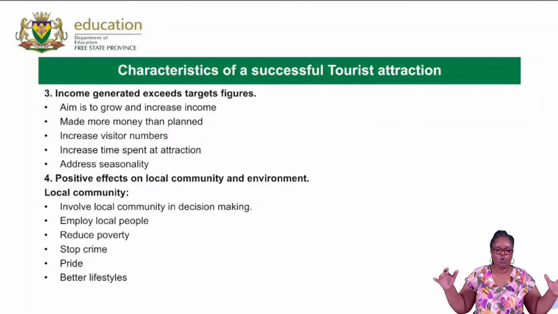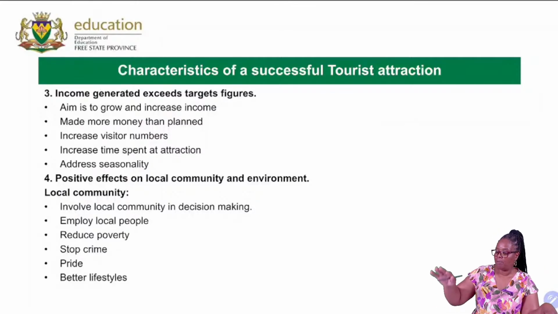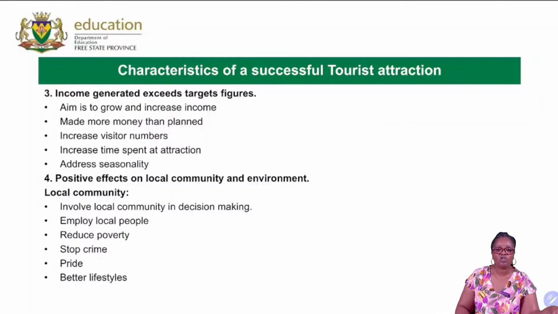They must reduce poverty where it is located. An attraction must be able to reduce poverty. How can an attraction reduce poverty in the local community? Number one, by employing them. Simple as that. Employ local people, then we'll be able to reduce poverty, because they'll be getting their salaries, their wages, and they'll be able to take care of their families.